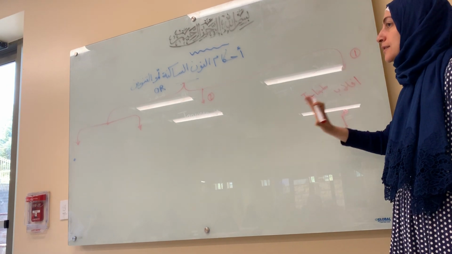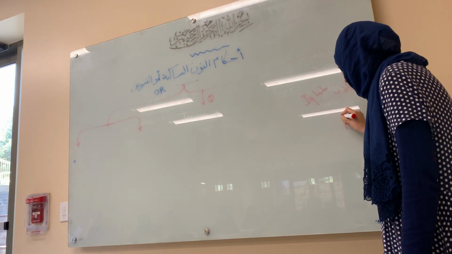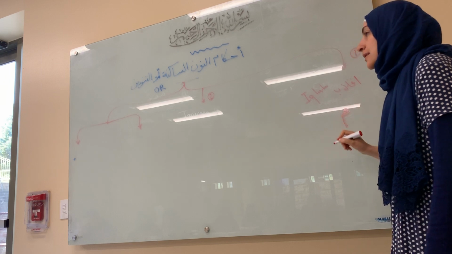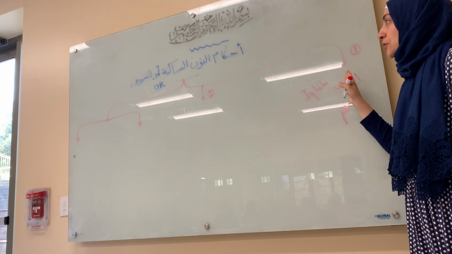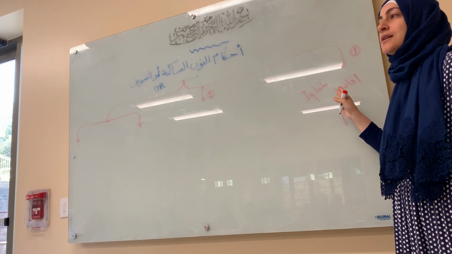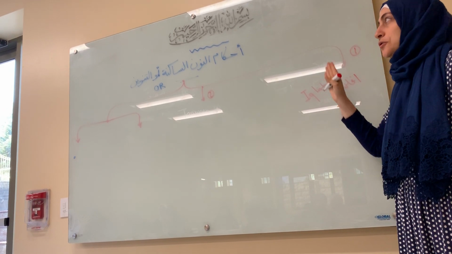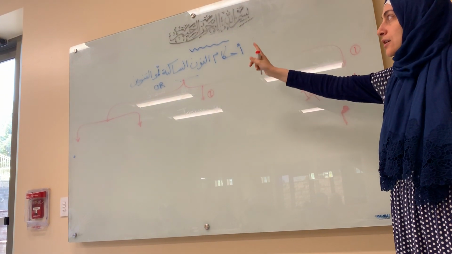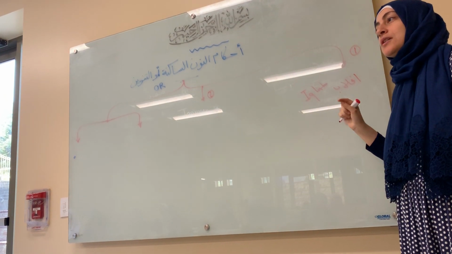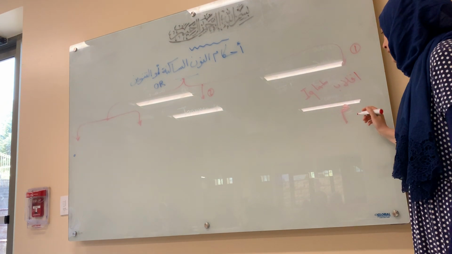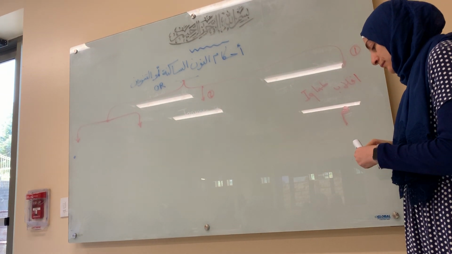So wherever you see the tall meme, the rule is called what? Iqlab. Learn the names of the rules in Arabic, please. So the rule is Iqlab. You turn the noon sakina or the tanween into a meme. How are you going to do this practically? Example.